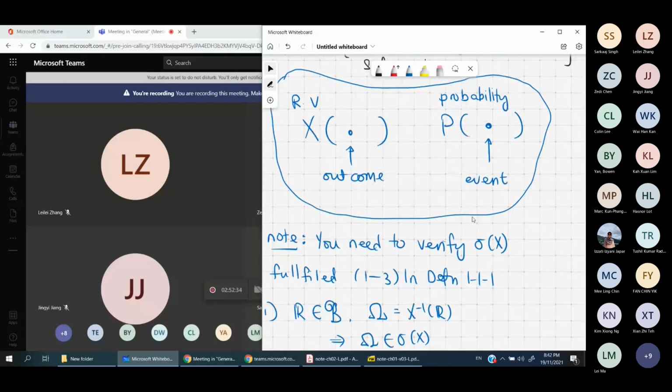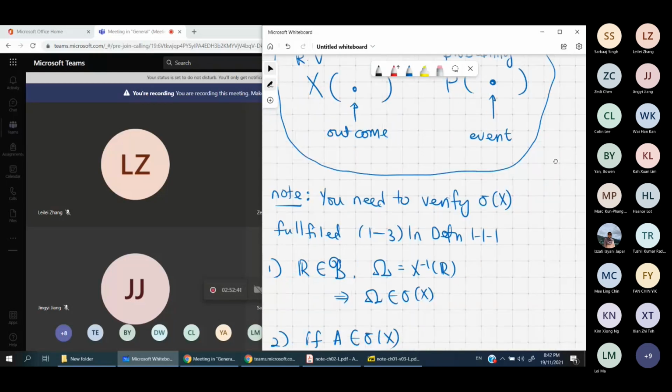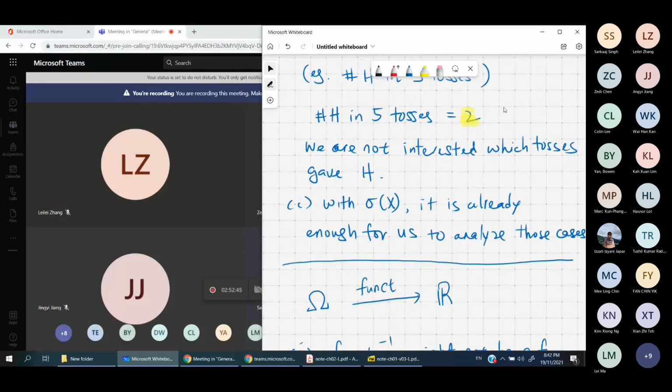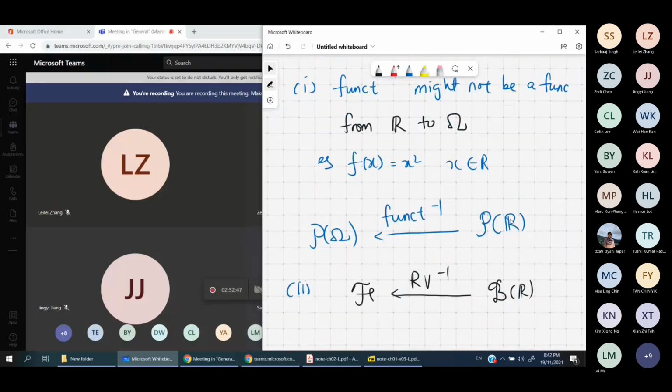Anything inside must be an outcome. We are not talking about events here. However, what we can do is the inverse, X inverse. It will bring a set back to a set. It will bring an event back to an event. The inverse image, we call it.